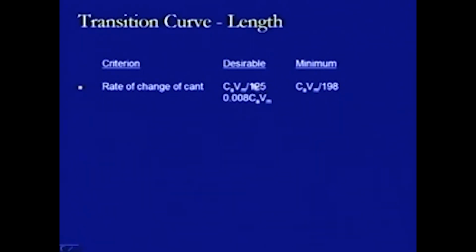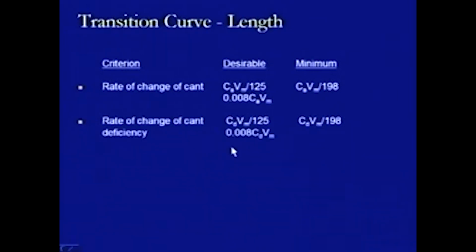Instead of taking it as a division, the same formula transforms into 0.008 Ca into Vm. Then another is the rate of change of cant deficiency, where instead of taking Ca, we are now taking Cd. That is the only difference in the formula, the rest remains the same. So, using the cant deficiency value Cd, it becomes Cd Vm divided by 125 or Cd Vm divided by 198, or in an alternate form 0.008 Cd into Vm.